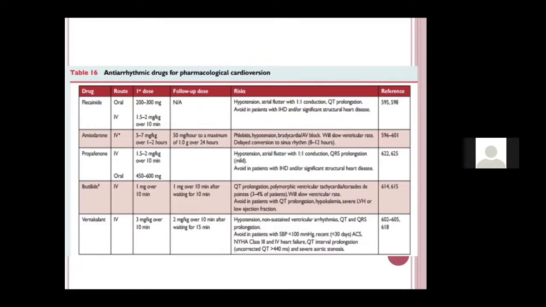Propafenone is not commonly available and we do not use it much. So we have flecainide, which is better than propafenone. Ibutilide is a drug which is an IV parenteral form of, you can say, flecainide.